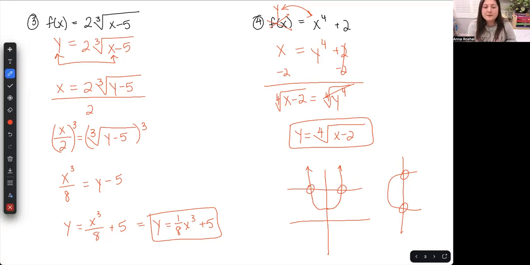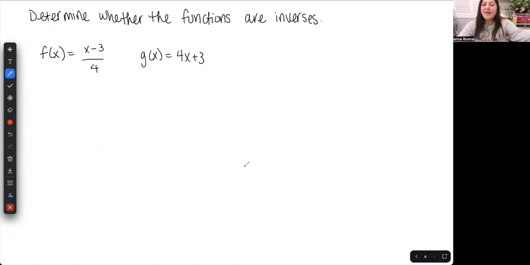So one of the reasons why I'm encouraging you to use Desmos so much more in this video than in any other video is that you need to visualize them, because eventually you're going to be asked to determine whether the functions are inverses. And so what you're going to need to know is certain functions can be inverses and others cannot ever.